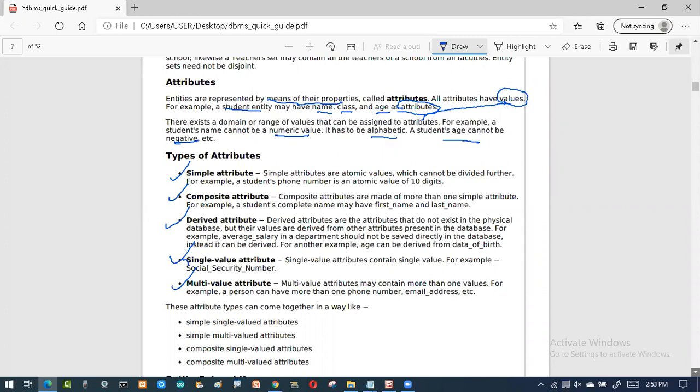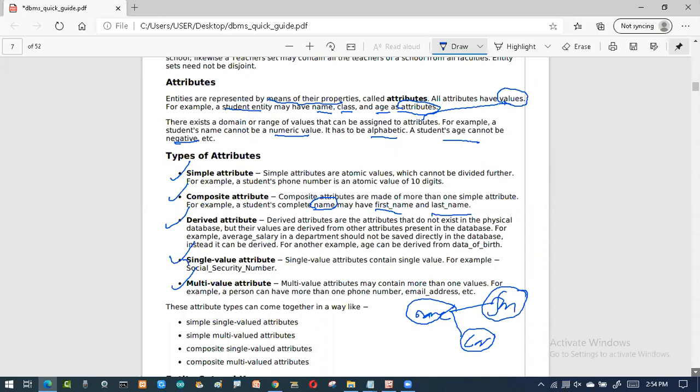Here I have the example of first name and last name. So I have a name, and I am dividing its content into parts. Under name I have 2 subparts. How will I represent this in a diagram? I'll say name. Name is an attribute which is further divided into 2 parts: first name, and this is your last name.